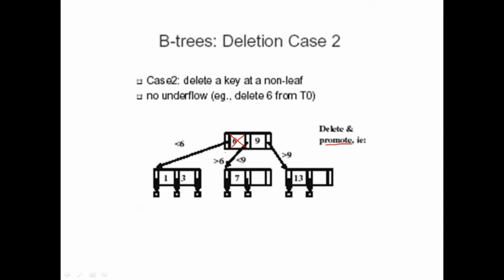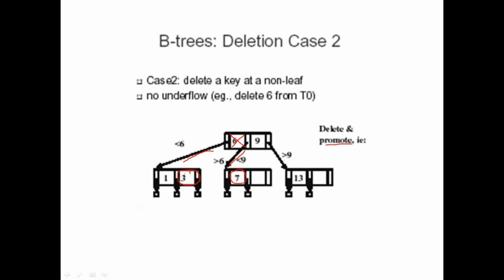Promote is this: when you delete 6, there is a left subtree of 6 and a right subtree of 6. If you delete this element, how do you put these 2 subtrees together, as 6 is not there? So you have to promote one of the elements from its subtrees. You take the largest element from the left subtree, or the smallest element from the right subtree.